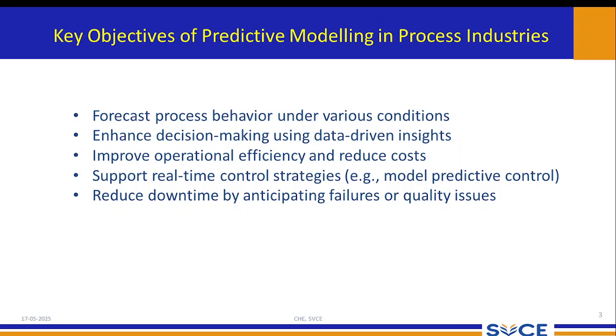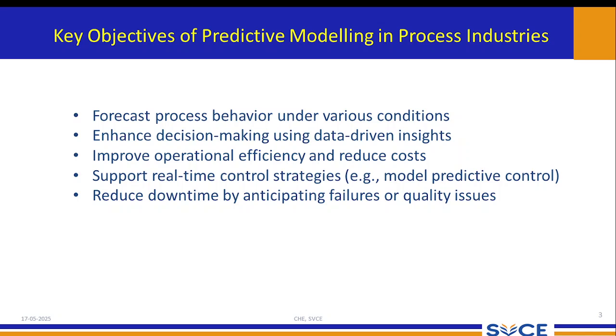Enhance decision making using data driven insights. Using the data driven insights, it will enhance the decision making, improve the operational efficiency and reduce cost. So why do we need to do this predictive modeling? Predictive modeling is mainly used to reduce the cost as well as improve the operational efficiency. Support real-time control strategies: predictive modeling supports real-time control strategies, for example model predictive control, a key objective of predictive modeling in process industries.